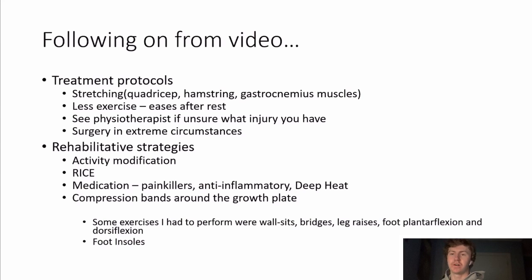In school I used to wear a compression band as well. And some of the exercises I had to do at home, given to me by my physiotherapist, were some wall sits for a couple of minutes, bridges, leg raises, and foot plantar flexion, dorsiflexion. I also had to use a foot insole as well.